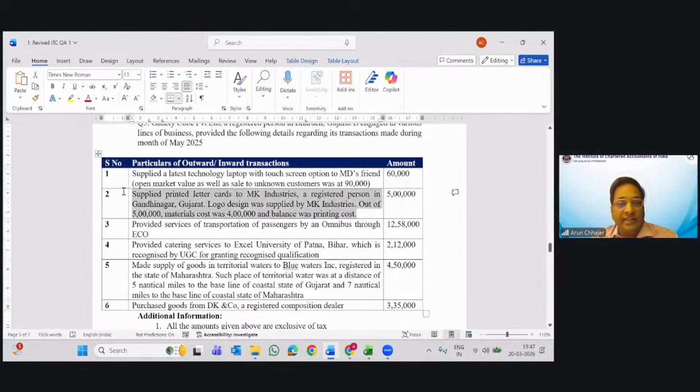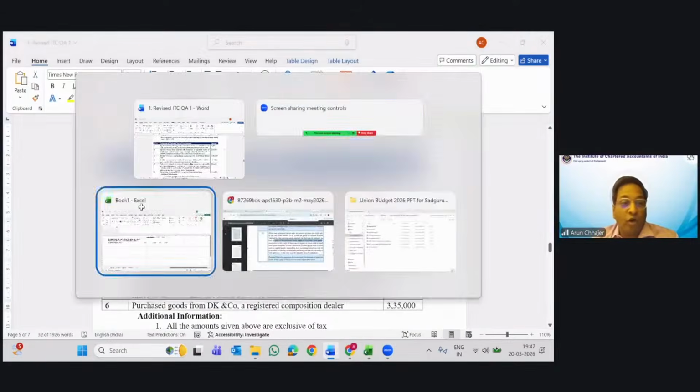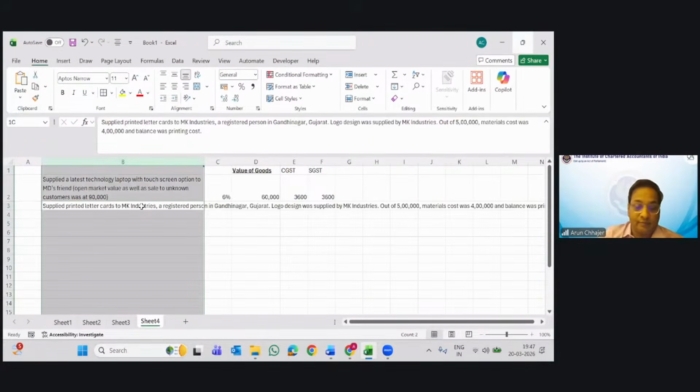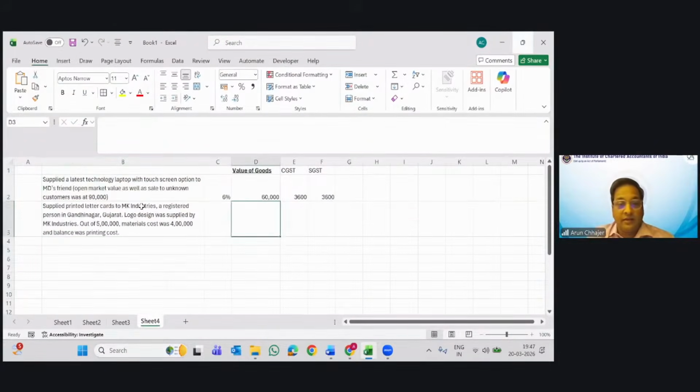The point which I would like to ask all is that in this case, will I say 6% be applicable on 4 lakh, and on 1 lakh 9% would be applicable, or the entire would be treated as goods, or entire would be treated as service? Give me the answer.